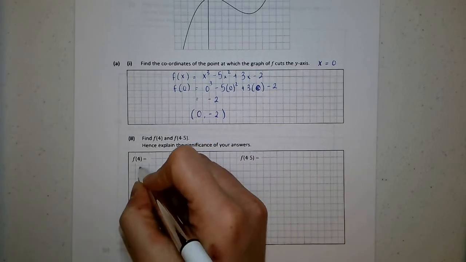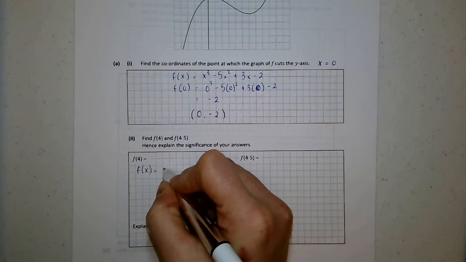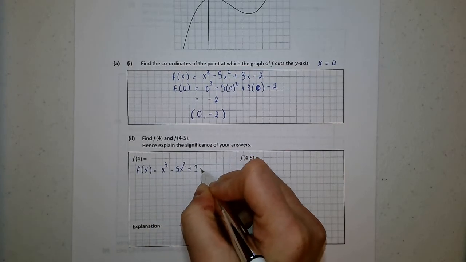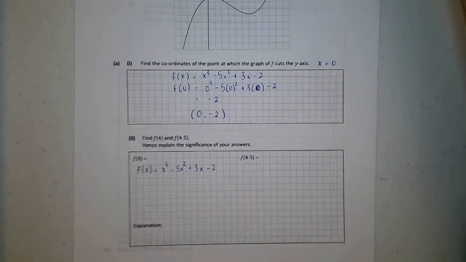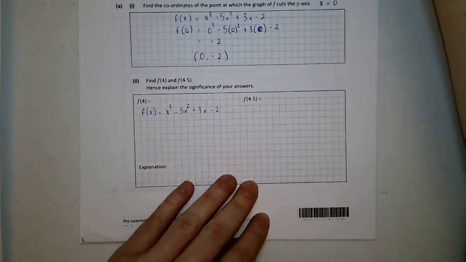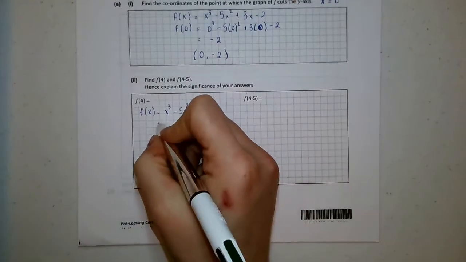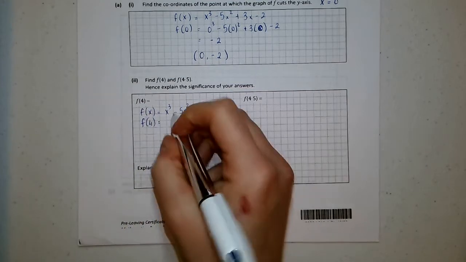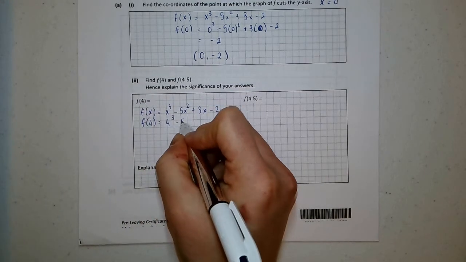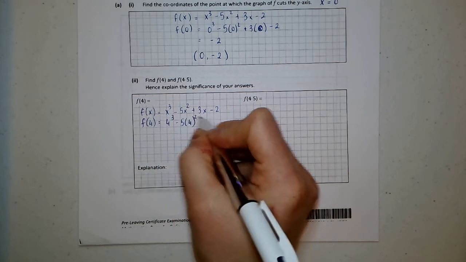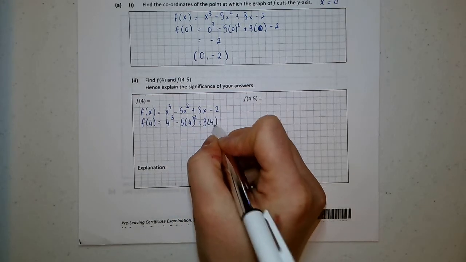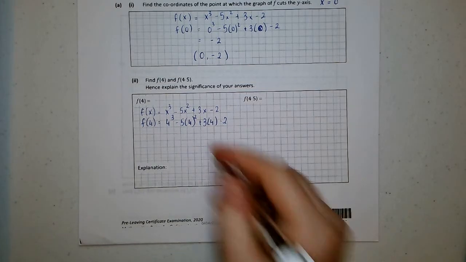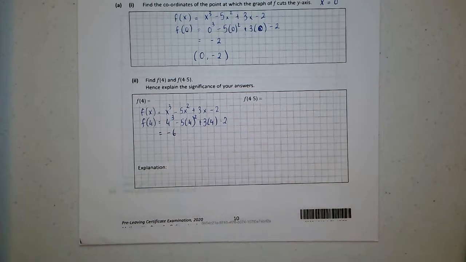Okay, so f of x equals x cubed minus 5x squared plus 3x minus 2. Remind ourselves that wherever we have an x, we're going to put 4. So we have, as you can see, 4 in the bracket where x was. So 4 cubed minus 5 times 4 squared plus 3 times 4 minus 2. And if we put that into our calculator, we will get minus 6.